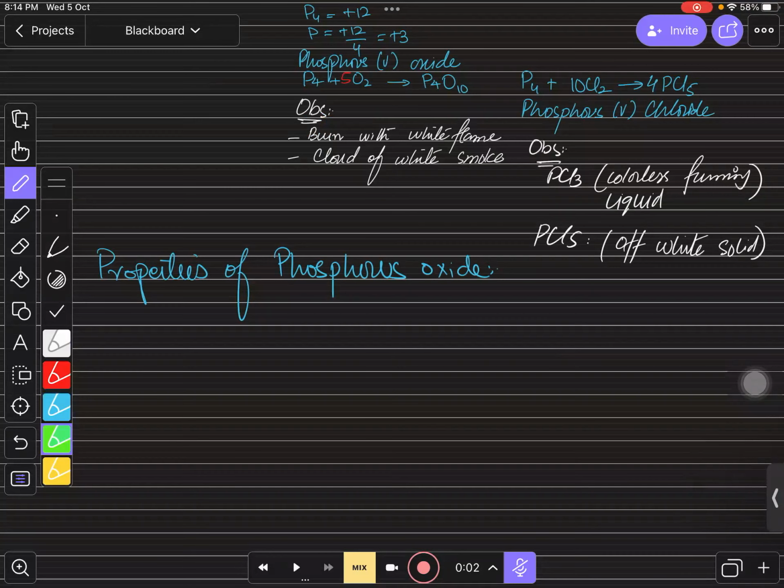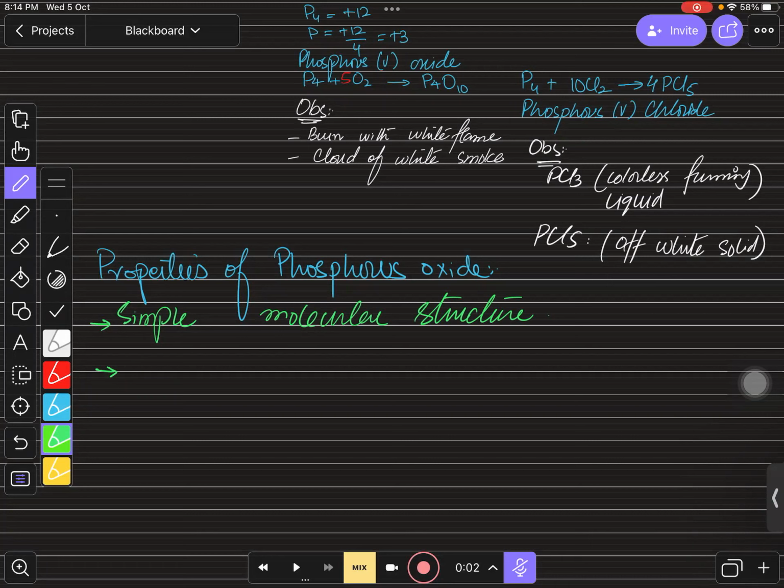So both are actually simple molecular structures because they are covalent compounds, right? So they both are simple molecular structures, right? They both have low melting points, low boiling points, and low densities, insoluble in water, etc.